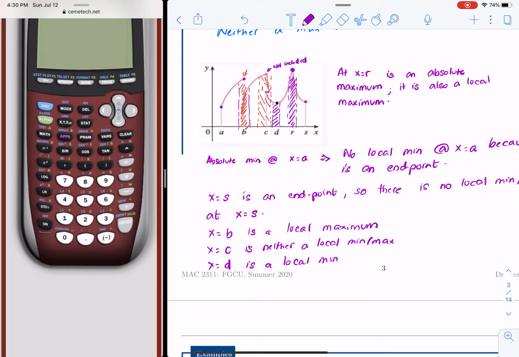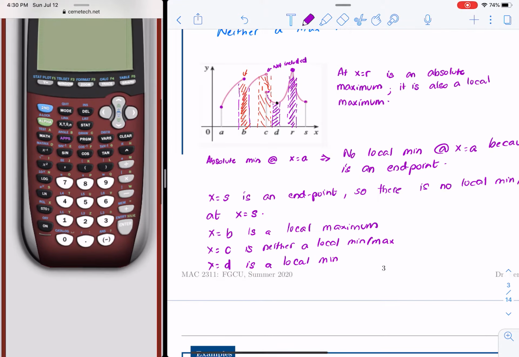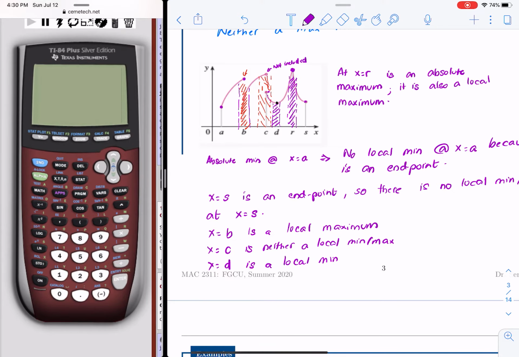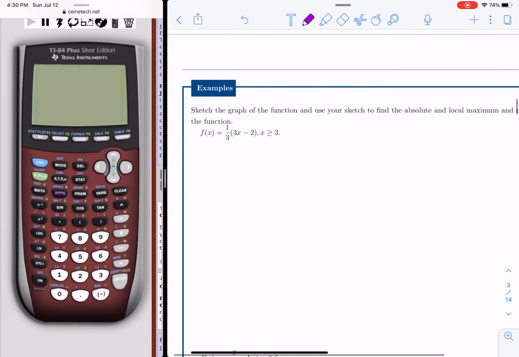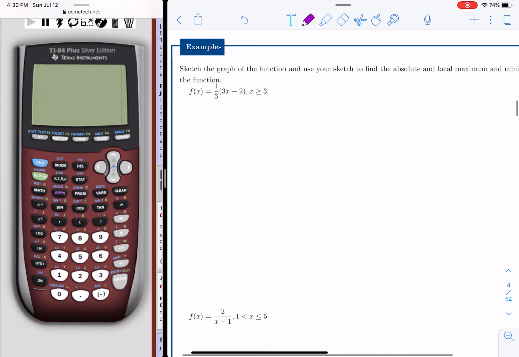So a graph is of great help when we try to find maximum and minimum. So your calculator is very useful because we get to see the graph first. Then we could use calculus to come up with a better mathematical approach. But to get an initial insight into the problem, it is always great to make use of your calculator.